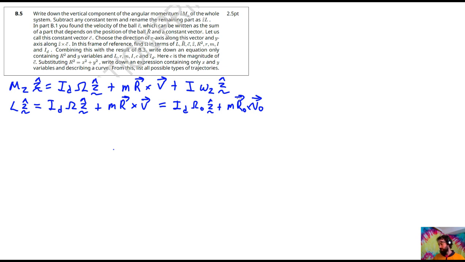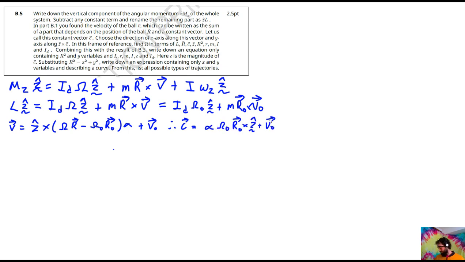Now, the next part is they want us to refer to our answer in B1, and write velocity in terms of C, where C is the part of the velocity term that does not depend on the position of the ball. So let's rewrite what we had in B1. We had V equals this term here, and clearly the only part that depends on R is this first part here, so the rest of that is going to be C. So I can write V a lot more compactly, like this, and we can substitute this into our expression for L.